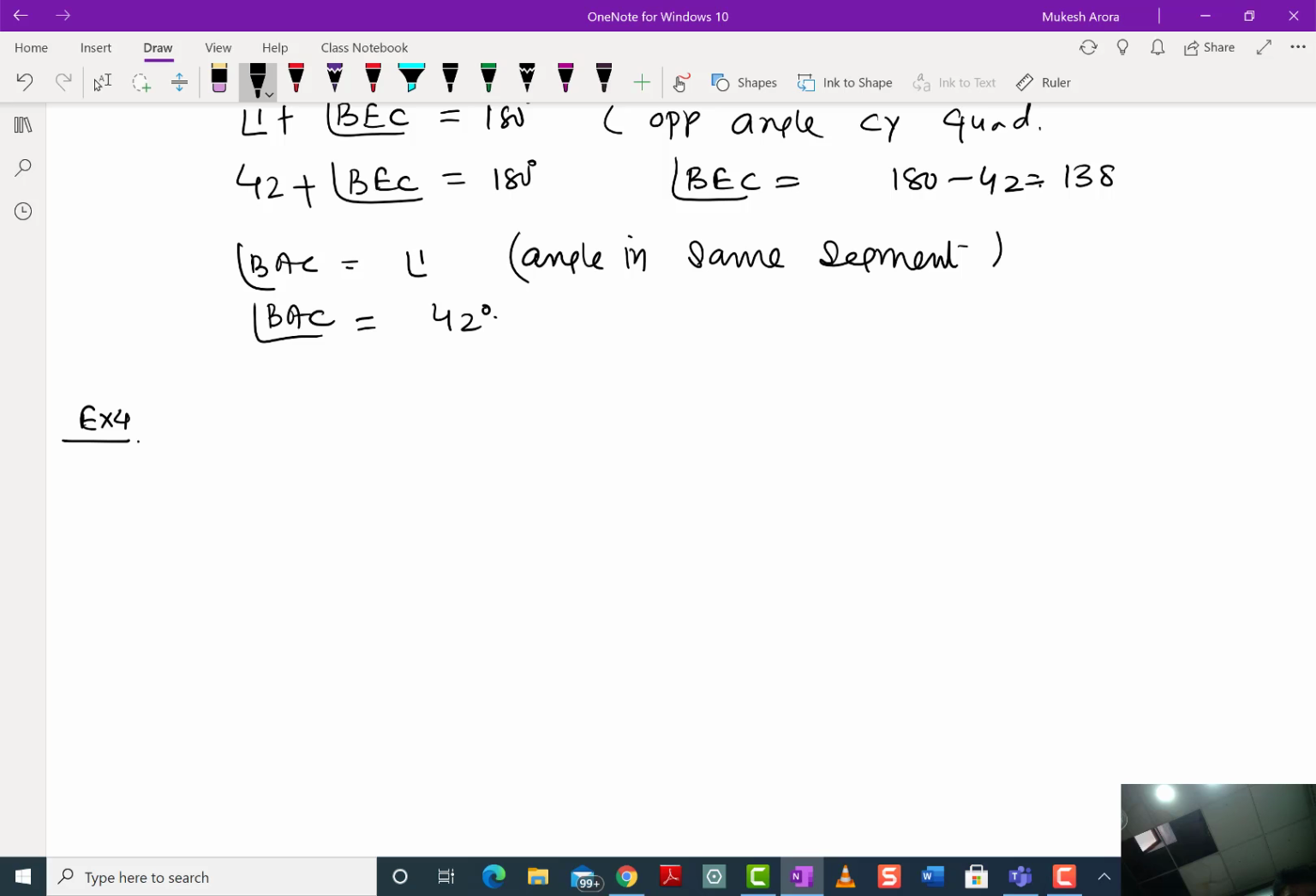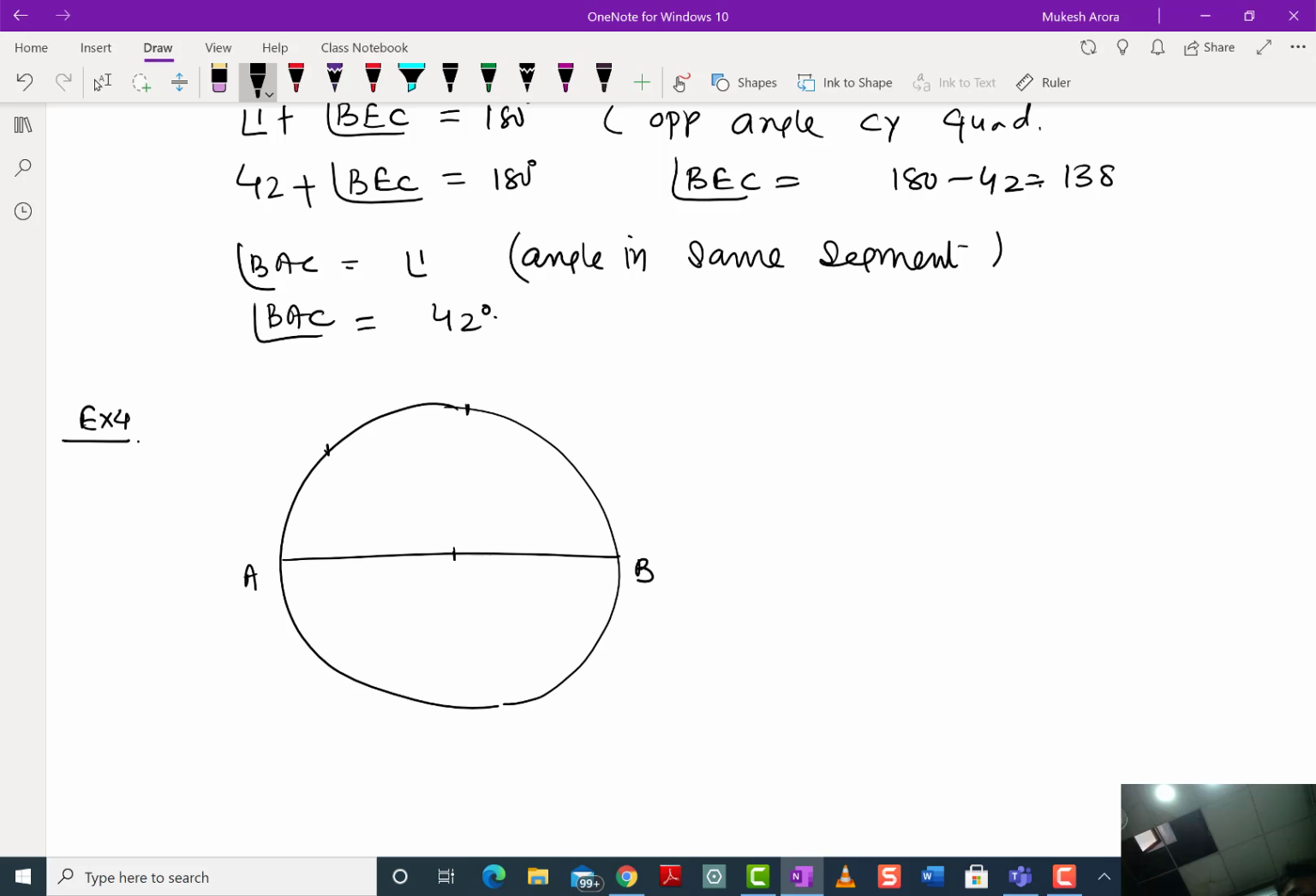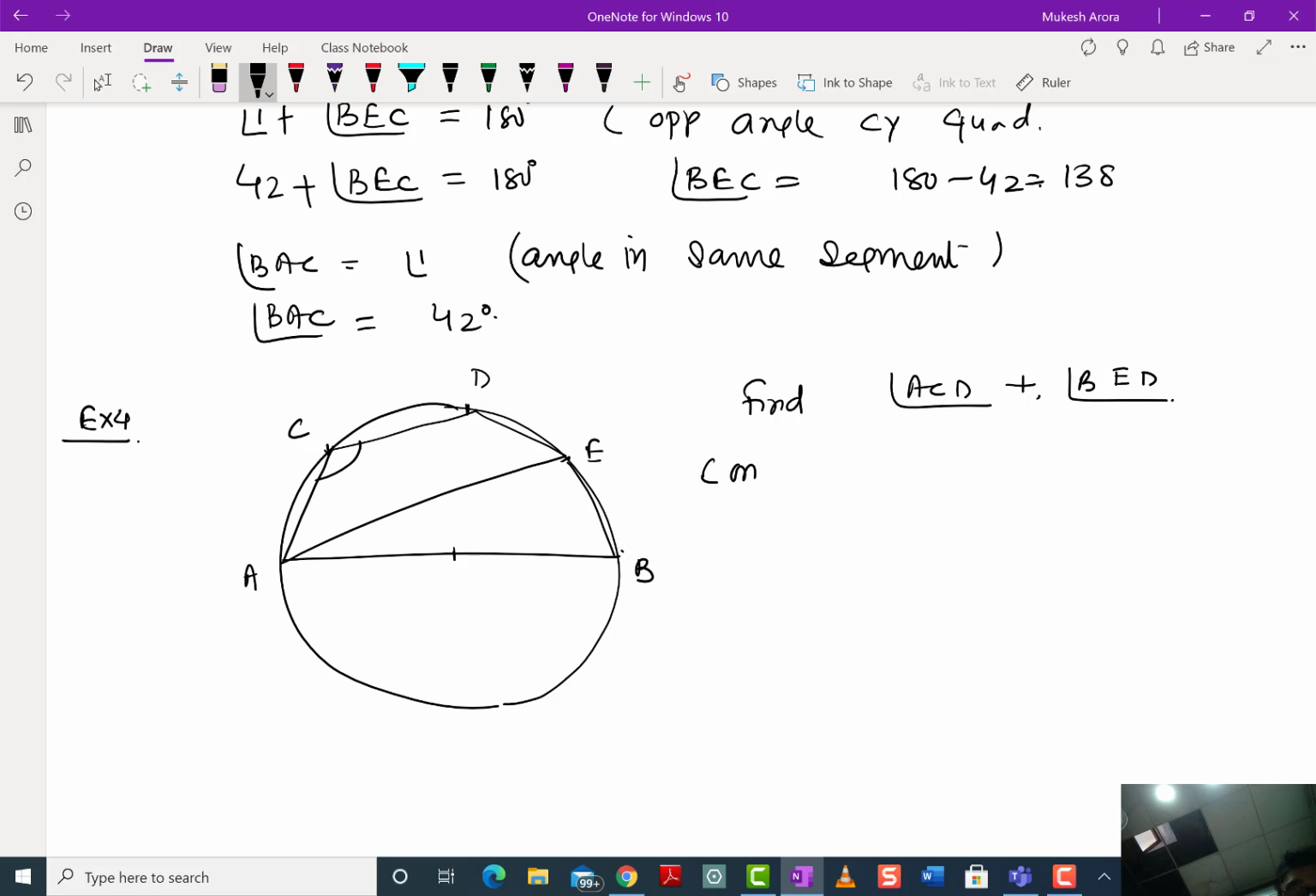AB is the diameter of a circle. C, D, E are points on the circle. Find the value of ACD plus BED. We do a construction: join AE.